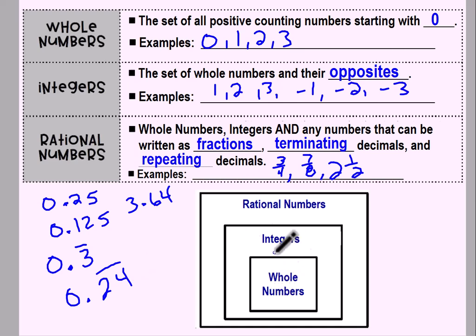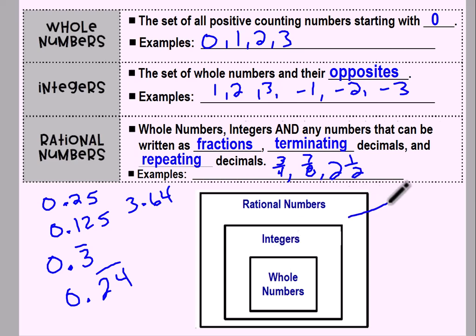So when I look at my Venn diagram, I know my whole numbers are my positive numbers and 0. And I know that they're part of my integers. But my integers, in addition to the whole numbers, they also have the negative whole numbers. And then the rational numbers, they include all of these. They include the whole numbers, they include the integers.